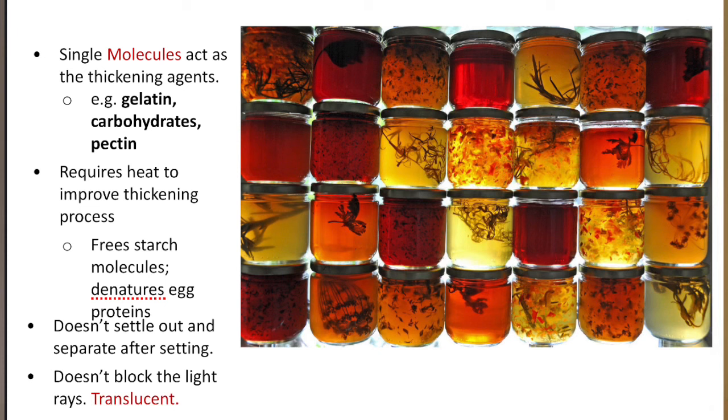Now in these, there are single molecules that act as the thickening agents. Gelatin, a protein, and a carbohydrate, pectin, and they do require heat to improve the thickening process. So these molecules, usually protein-based, have to undergo heat, which is going to force them to denature and then coagulate. And as they cool, they will set. And they won't separate out after they set. And generally, they don't block the light, they're translucent. So we're looking for proteins that have denatured and barely coagulated, not fully curdled, obviously.